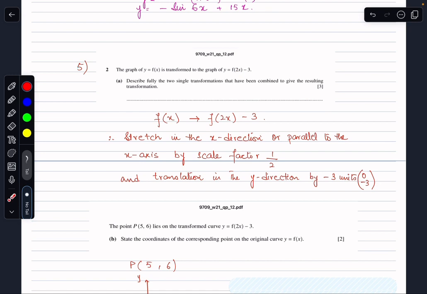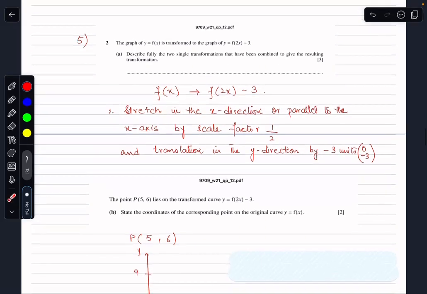So I can see that there are two transformations here. One is with respect to this 2x and the other is with respect to this negative 3. So here I can say that it's a stretch in the x direction. My scale factor 2 is within the function, therefore it's a stretch in the x direction, and it's by the scale factor 1 by 2. And then with this negative 3, I know that there is a translation in the y direction by negative 3 units, therefore represented by the translation vector 0 and negative 3 here.